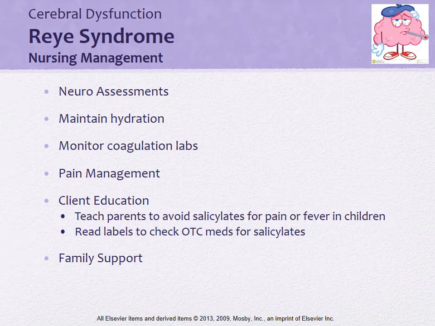so no aspirin, and avoid Pepto-Bismol. Read labels to check over-the-counter meds for salicylates. It could be in something that they wouldn't expect. A lot of drug companies are removing it from their medications because they know it is a big issue, but parents still need to check for it and be sure that they're monitoring for that. And then just provide family support.